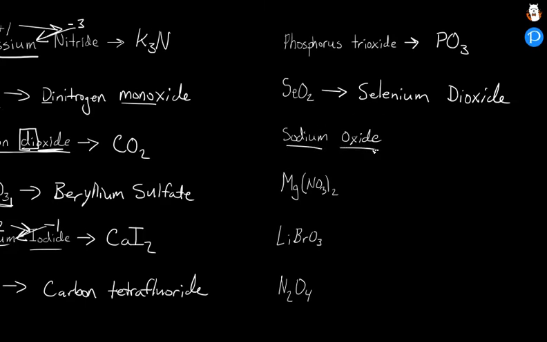Sodium oxide, metal, nonmetal. So this is ionic. So I have to balance the charges here to figure out what the formula is. Sodium is +1 and oxygen is -2. So it's going to be NaO2.